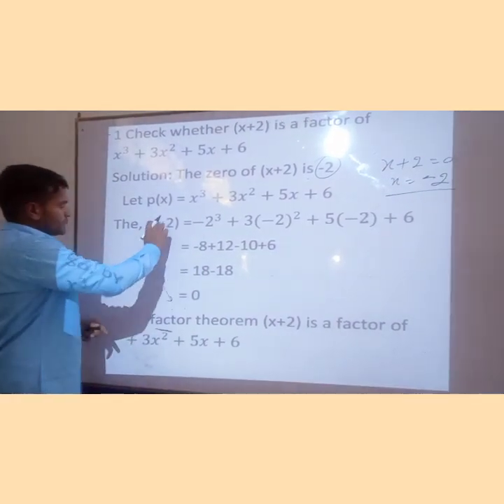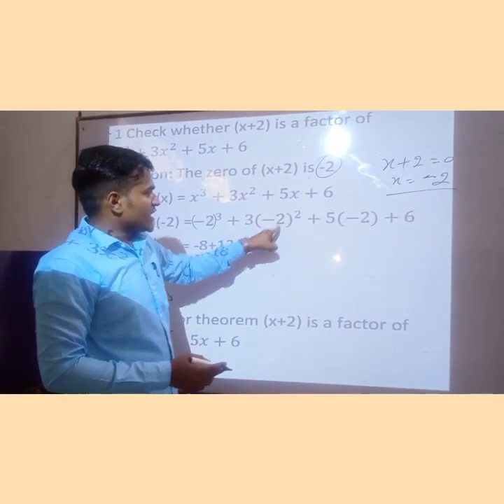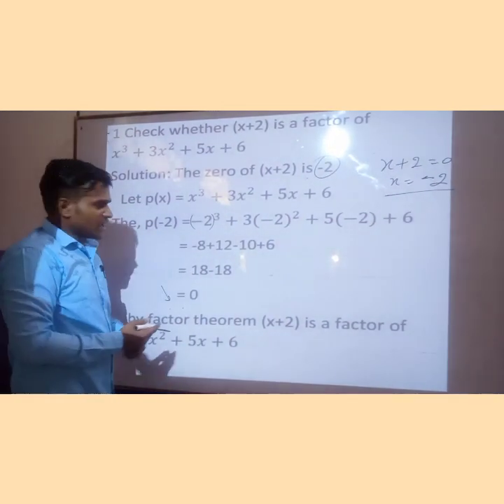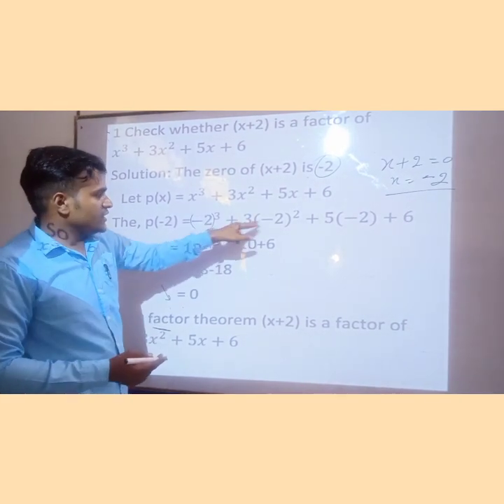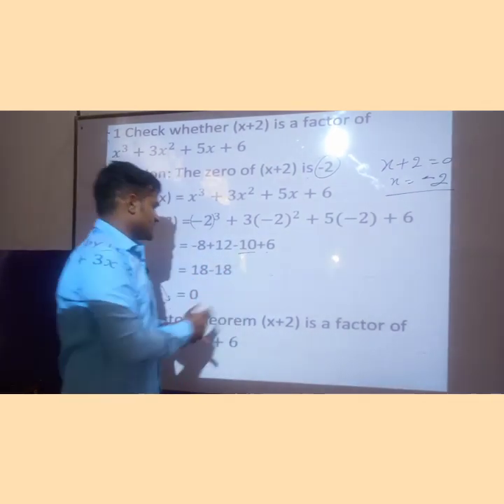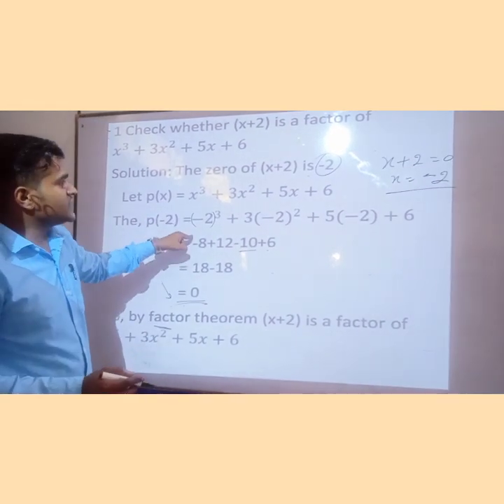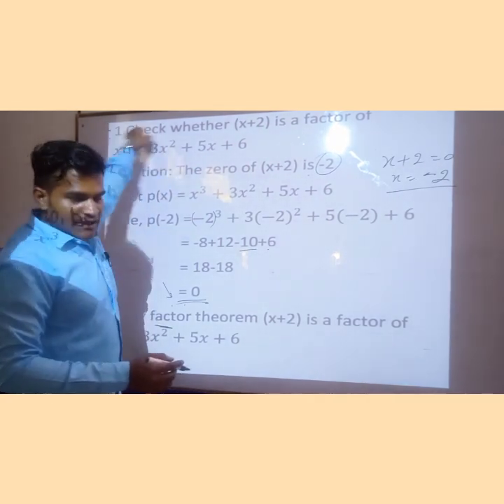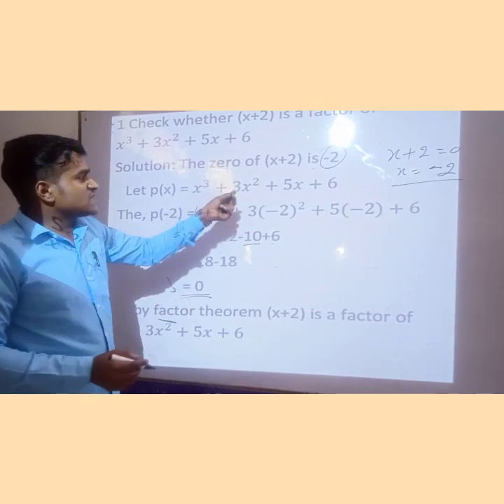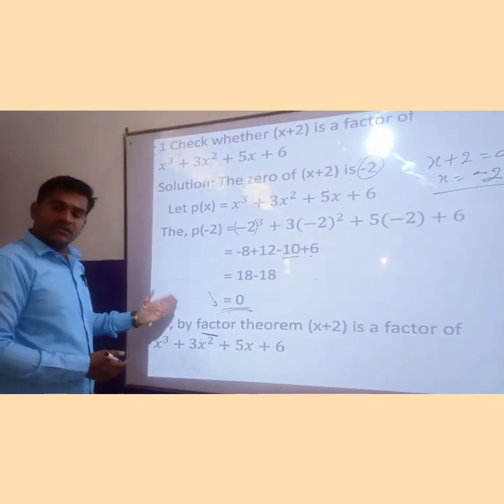So we get p(minus 2) is equal to the cube of minus 2 plus 3 into the square of minus 2 plus 5 into minus 2 plus 6. The cube of minus 2 is minus 8, and 3 into 4 is 12, plus 12, and 5 into minus 2 is minus 10, and plus 6. When we solve it, we get 0. It means at x is equal to minus 2, p(x) is 0. It means x plus 2 is a factor of p(x) by the remainder theorem.